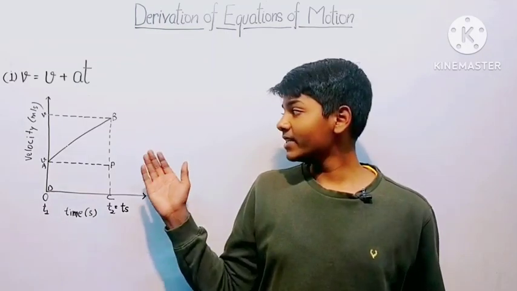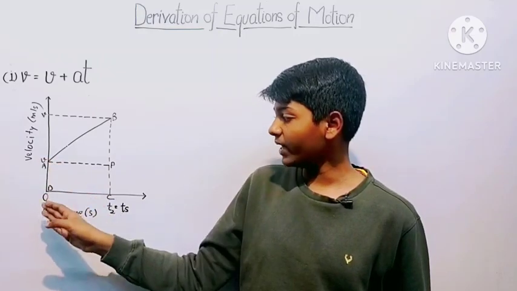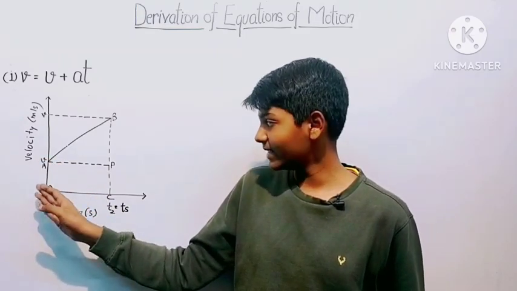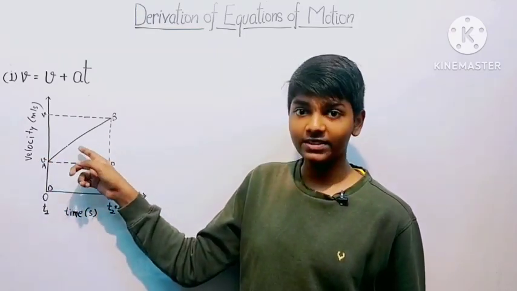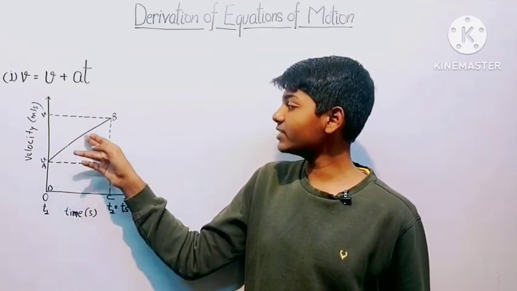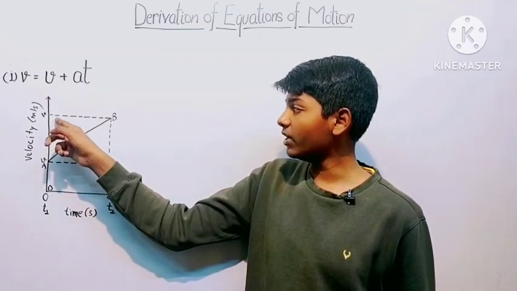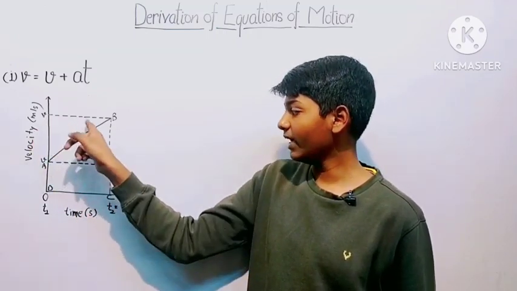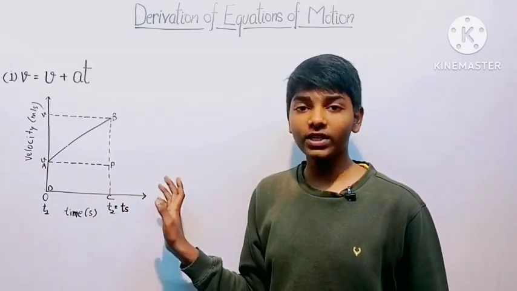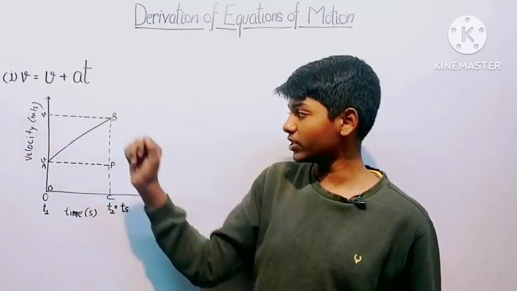So consider this graph. In this graph, an object was moving with initial velocity u at t1, which is equal to 0 seconds, and it accelerates uniformly, because the line is straight. So it accelerates uniformly for t seconds to attain a final velocity of v at t2, which is equal to t seconds. So this is just a graph that we are considering to derive this equation.